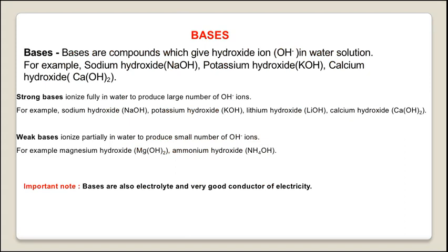Bases are compounds which give hydroxide ions, whereas in the case of acids, the compounds were giving out H plus ions or hydronium ions, H3O plus. In this case, they give out OH minus, which is also known as the hydroxide ion. Acids have positive charge, bases have negative charge when dissolved in water. Examples I have also given: sodium hydroxide, that is NaOH, potassium hydroxide, that is KOH, calcium hydroxide, Ca(OH)2.